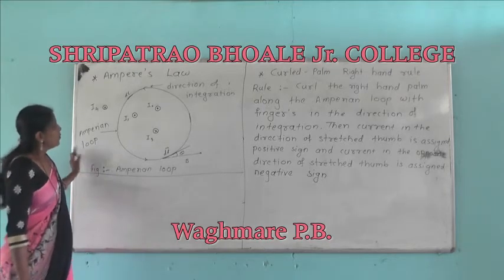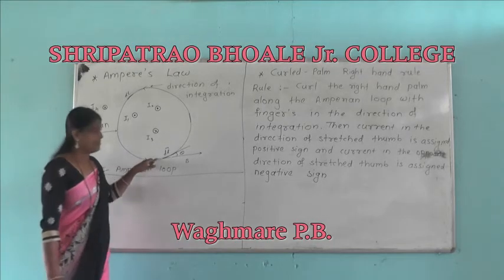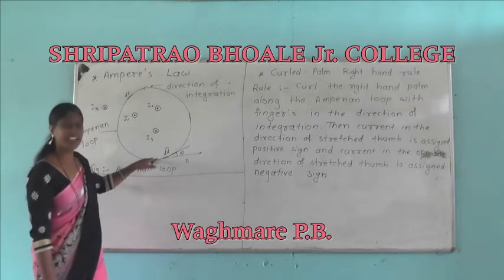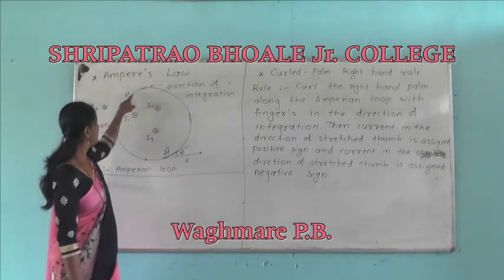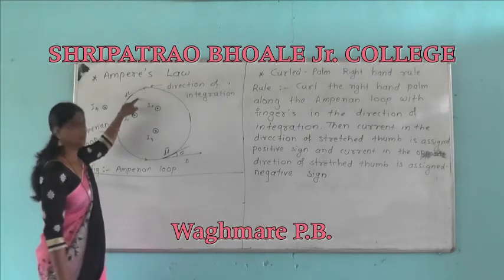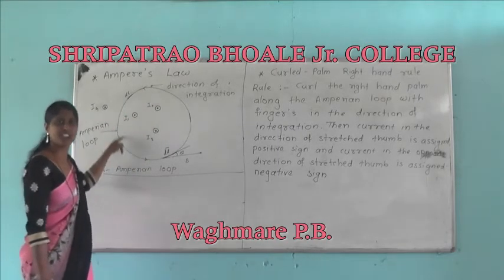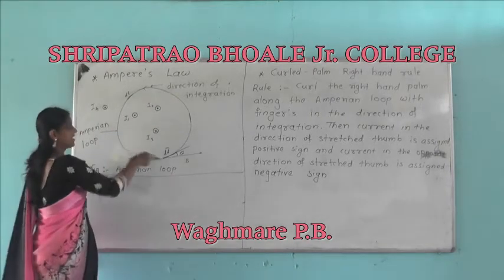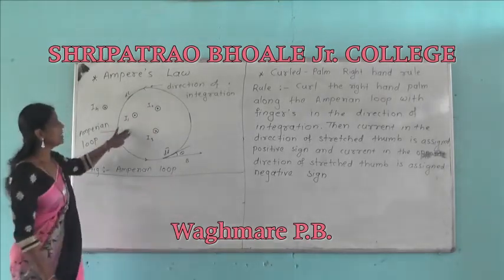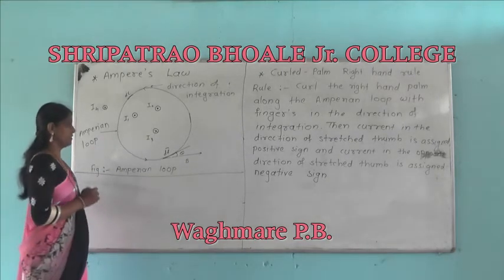Then we must take a direction of integration, or we can say the direction of the loop. This is the direction of integration, or also we can say this is the direction of the loop. This is the anti-clockwise direction.